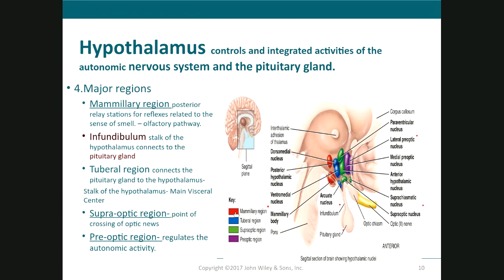If you see here, this little stalk is called the infundibulum, which connects to the pituitary gland. And the pituitary gland is an important gland which controls the hormones for growth and also male and female sexual characteristics.